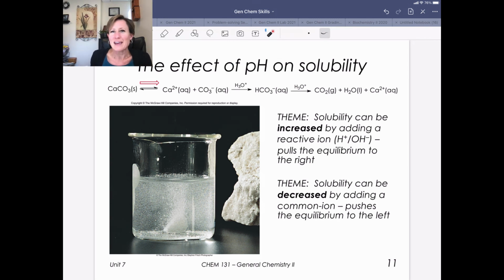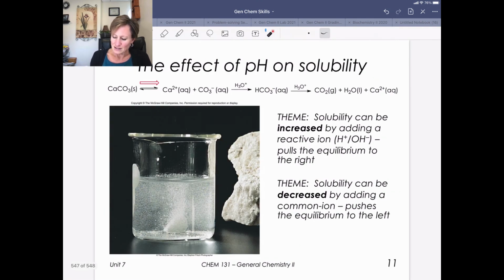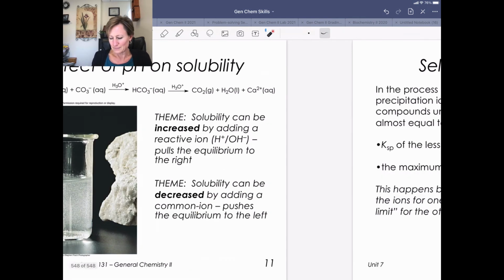This is what happens with acid rain and limestone, right? We dissolve more limestone because the acid is moving this equilibrium to the right, okay? The theme that we see there with decreasing solubility that we saw on this slide here, the common ion effect, really is what decreases solubility because we're shifting that equilibrium to the left.